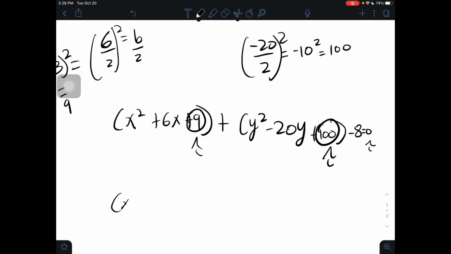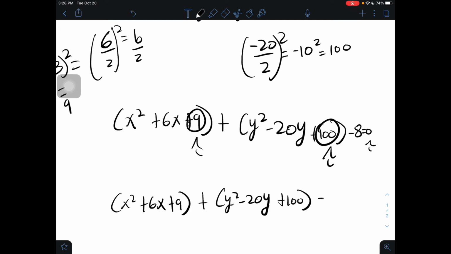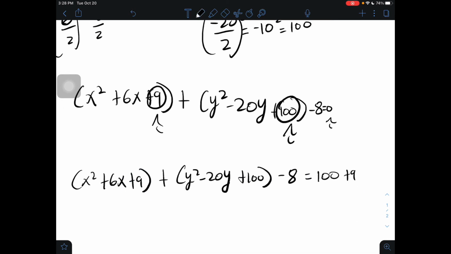So now we have x squared plus 6x plus 9 plus y squared minus 20y plus 100 minus 8 equals 100, which we just got from here. We added it to our left side. We also have to add it to our right side. Plus 9, so 100 plus 9, which gives us 109, which is going to be equal to negative 8.